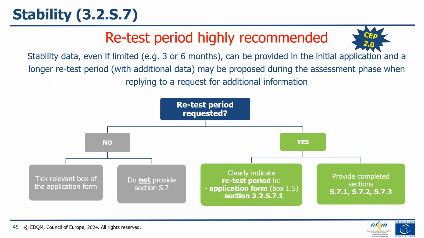If you are not requesting a retest period, as of the implementation of CEP 2.0, you are required to do two things. One, tick the relevant box of the application form, and two, leave section S7 empty. So actually, you do not need to provide it at all. If you do want to have a retest period on your CEP, you should clearly indicate it in the application form and also in section S7.1, and of course, completed sections 7.1, 7.2, and 7.3 should be provided.